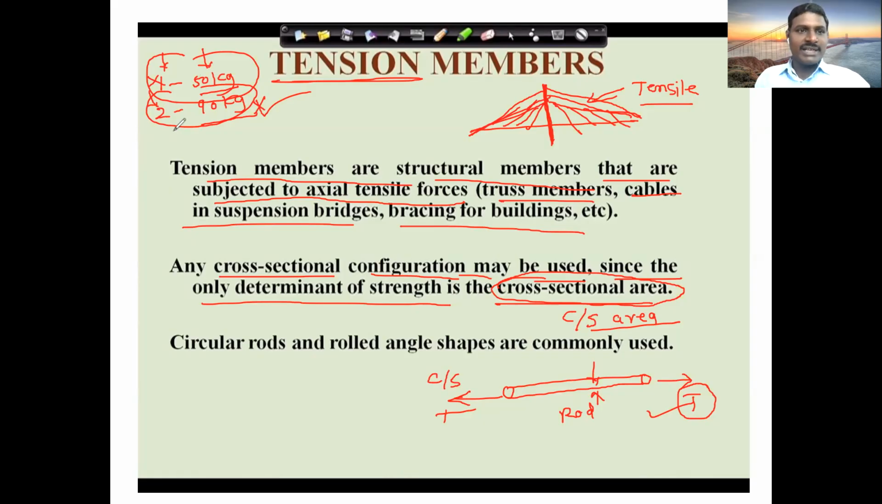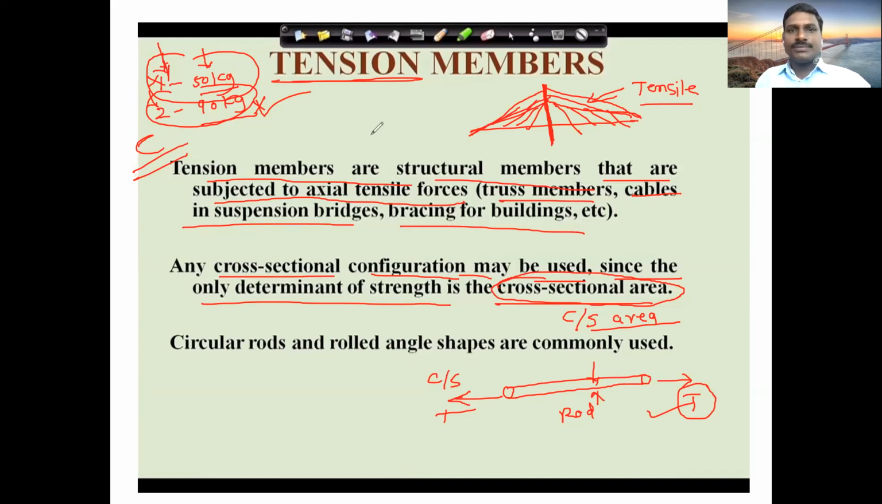This is actually an example of a compression member. If we give the load on this particular person, it means a compressive load is there. Here it is not tension, but in this way we can learn how the cross-sectional area matters in taking the load.